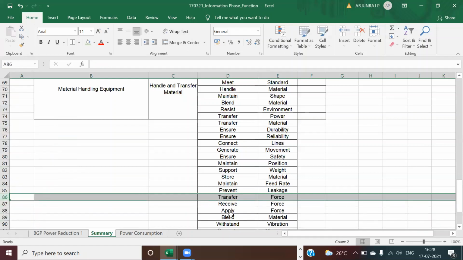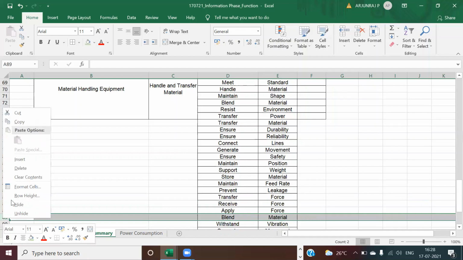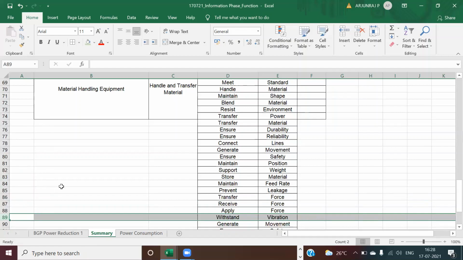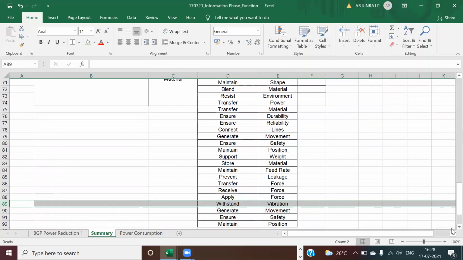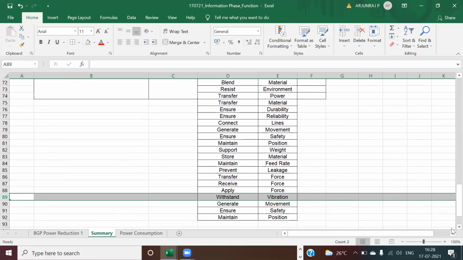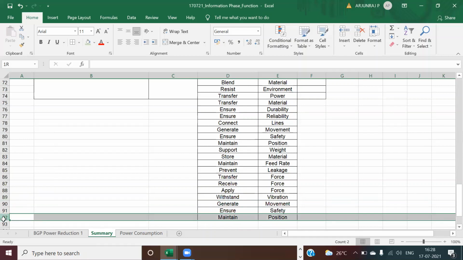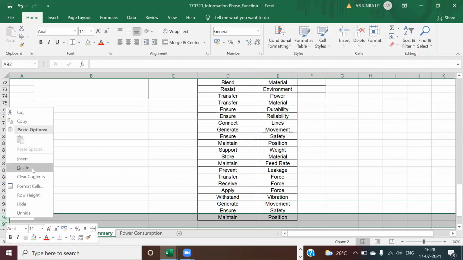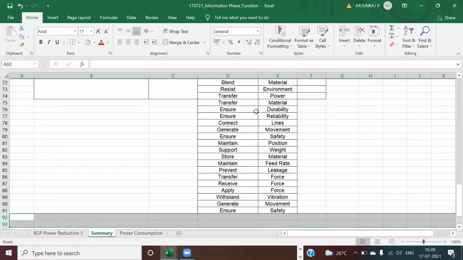Transfer force, supply force, receive force. Blend materials is going, where is the blend? Blend material is also going to get repeated. Transfer power and force, you mean they are different because power. Finally, the gearbox and torque, because we consider torque and power as equal. So now you have shortlisted the things. So these are the things.